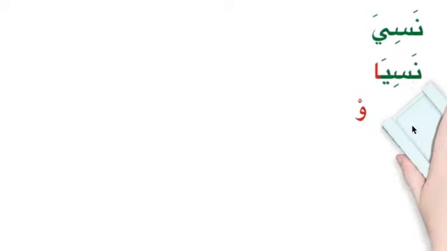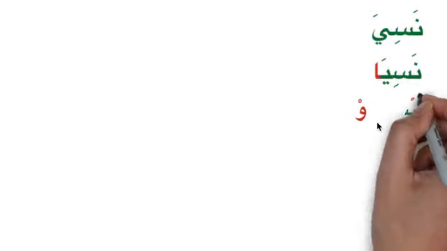But again, we got another problem here. The problem is that kasra and waw are not compatible. They don't like each other. So waw is very stubborn. He says, I'm not going to go anywhere, but I don't like kasra. So what happens? The kasra says, okay, fine, I'm going to go away. And instead of kasra, the waw likes its own shape, so it brings dhamma. So then these two are compatible. So what happens now is, instead of nasiya, when it comes to hum, it becomes nasu.